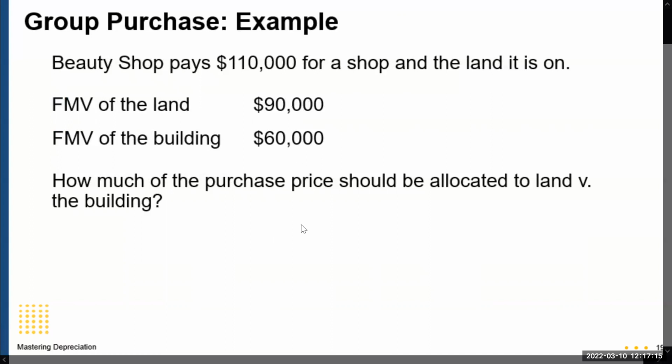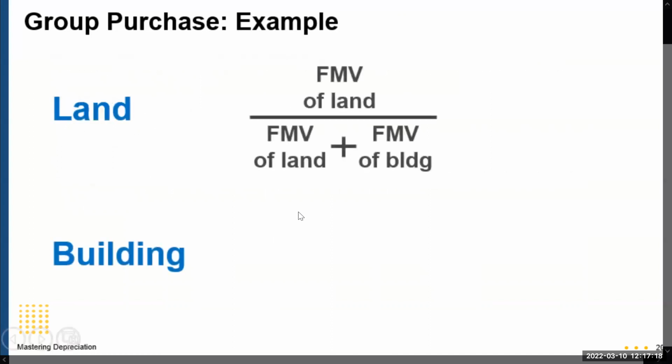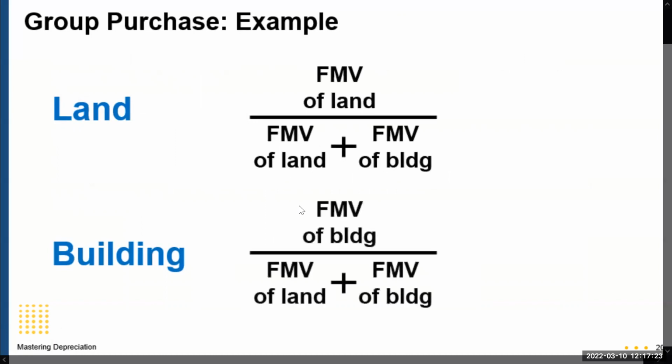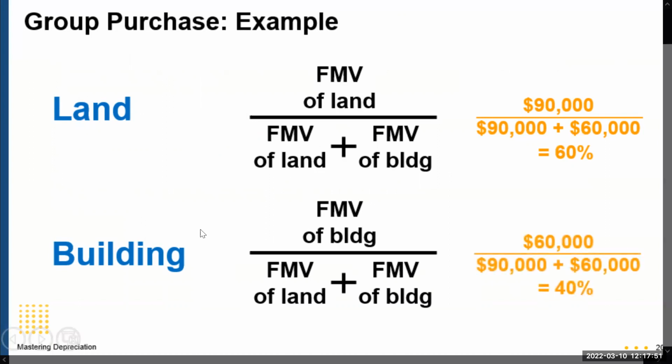So the first thing we need to do, I guess here's the formula for each of them. On the top is going to be the value of the land and then all of it together to get a percentage. This is not the way I normally look at them. So we said the land was worth 90,000. The building was worth 60. So you add those together and then we're going to divide the 90 by that. So 60% of the cost was for the land and 40% was for the building.